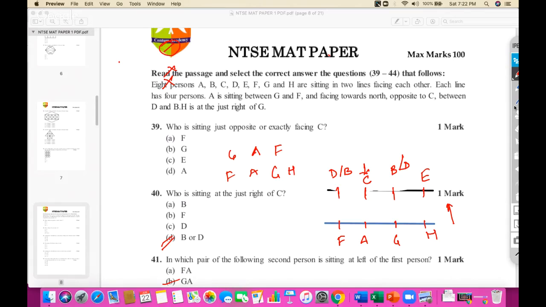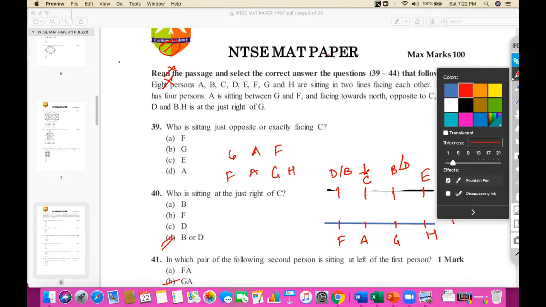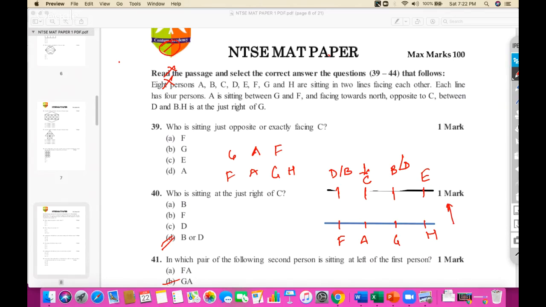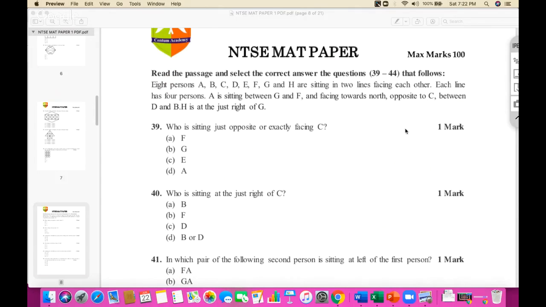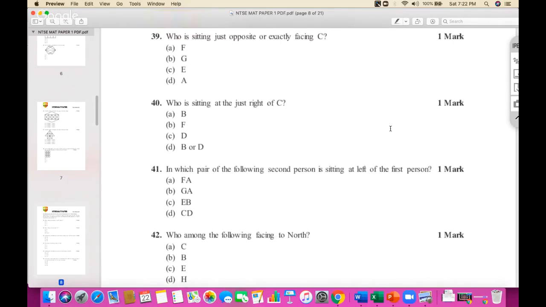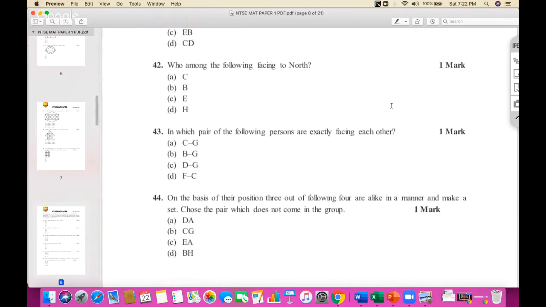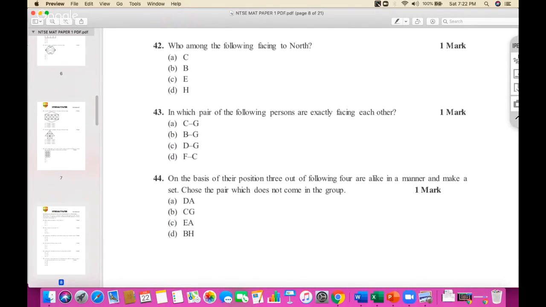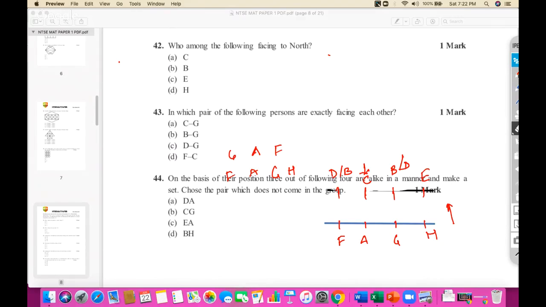And let me go to another questions. Let me first remove this. Okay, now let me go to the questions. Who among the following is facing to the north? So facing to the north are FA, GH, so H would be the answer.